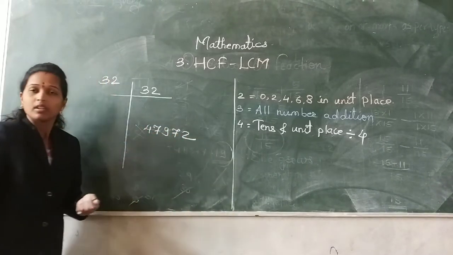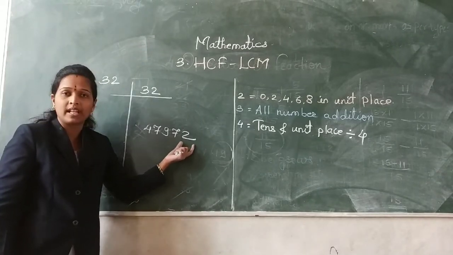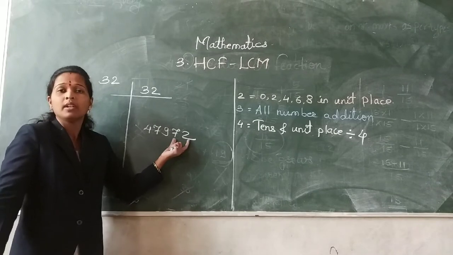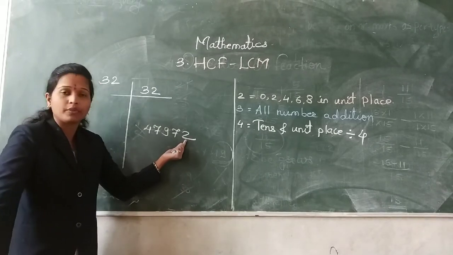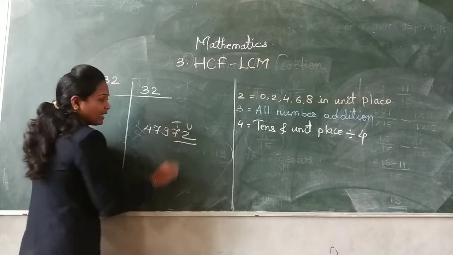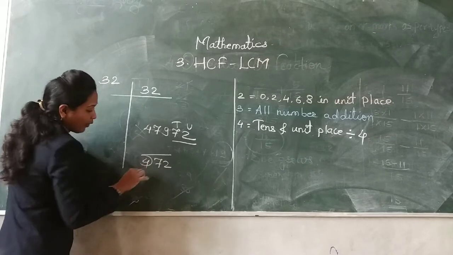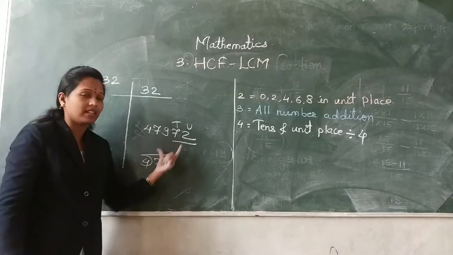47,972. All of you know that from our 2nd standard we have known the meaning of unit place and the meaning of tens place. If you observe, this is your unit place and this is your tens place. So divide 72 by 4, only the tens and unit place divided by 4.